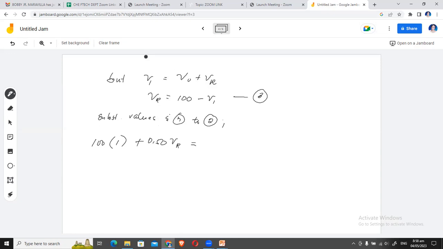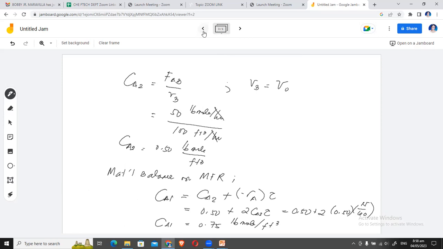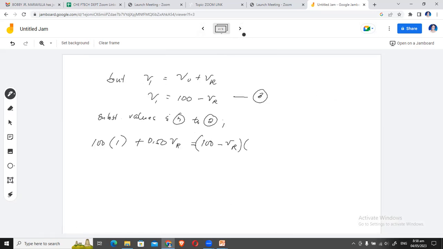Your V1 is 100 minus VR, so that we can right away determine VR. And we multiply it with CA1, which is 0.75. You'll be able to solve for VR. Can you please solve for VR?